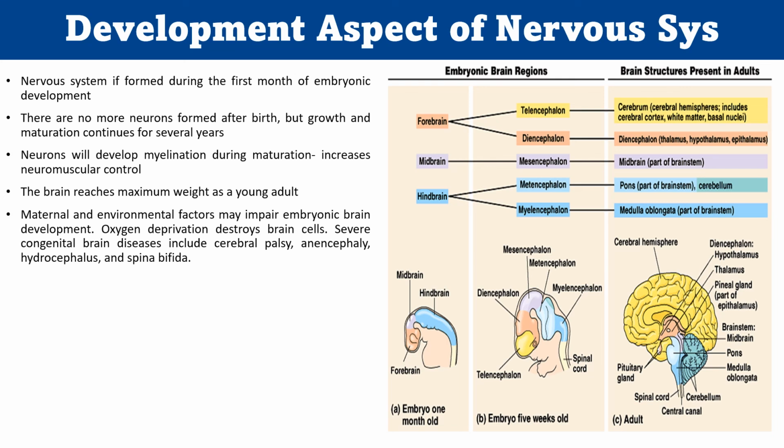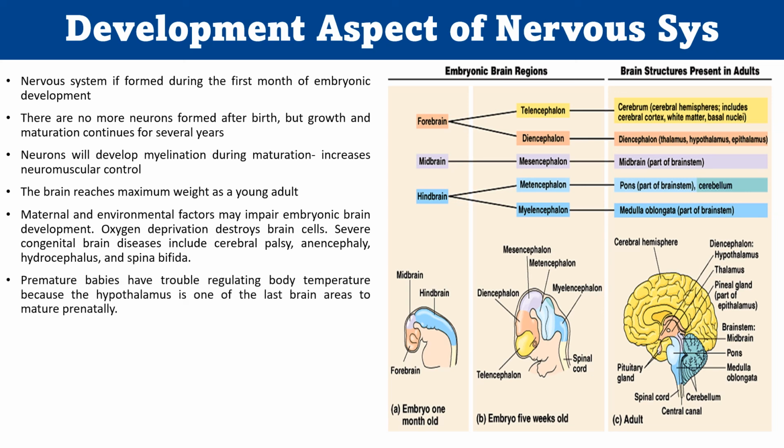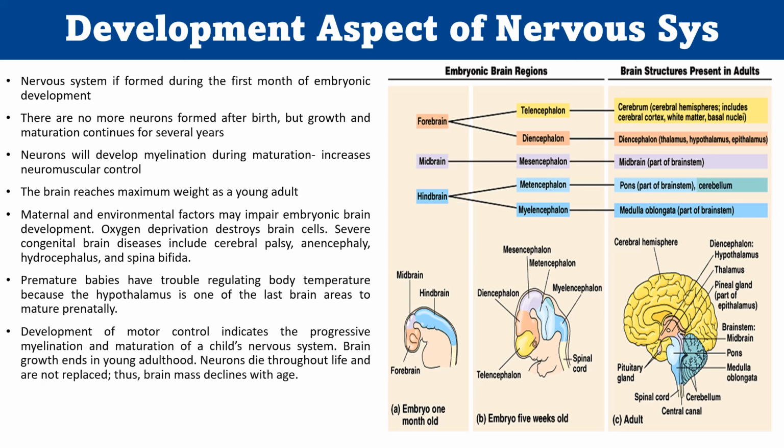Severe congenital brain diseases include cerebral palsy, anencephaly, hydrocephalus, and spina bifida. Premature babies have trouble regulating body temperature because the hypothalamus is one of the last brain areas to mature prenatally. Development of motor control indicates the progressive myelination and maturation of a child's nervous system.